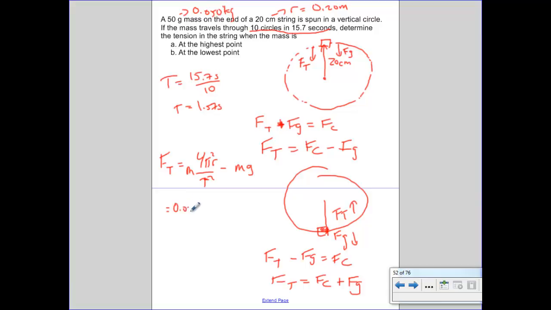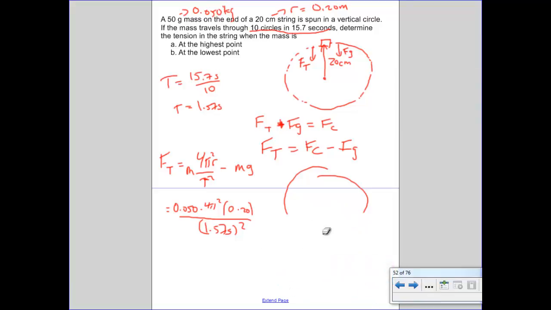Okay, one more time then. 0.050 will be the mass. 4 pi squared is just a number. The radius is 0.20. And then the period was, thank you, 1.57 seconds squared. I think I'm going to need to just erase this stuff. My work's getting too messy.